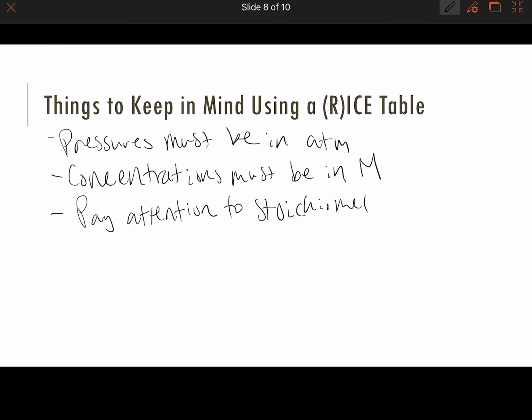The first thing you should do is balance out your equation, and you should only have one variable. So you want to relate all of your other concentrations to one substance's concentration. We're going to call that X. And then you're going to be using your Kc or Kp to solve for that X.